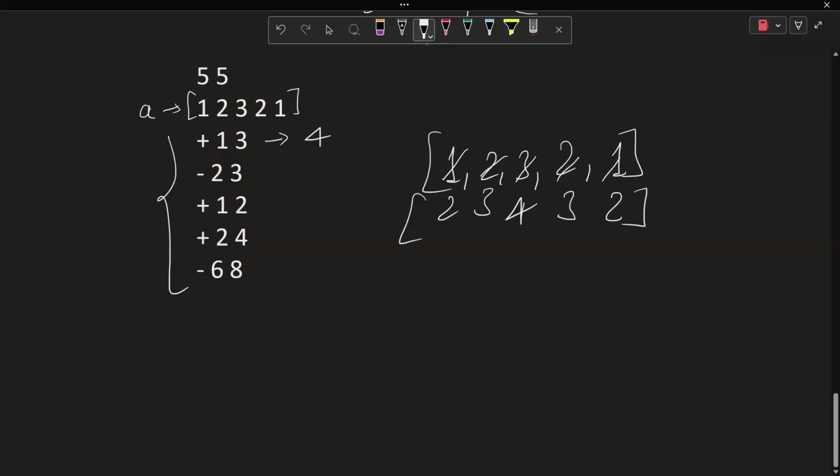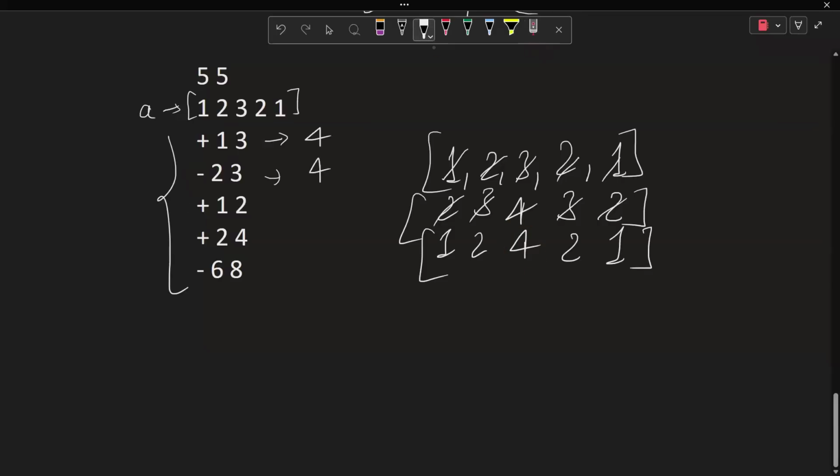Now your second operation says minus 2, 3. All the values in the range from 2 to 3 would be decremented by 1. So this got decremented, this got decremented. Now 4 is not in the range, so it won't be decremented and it would remain 4. 3 got decremented and 2 got decremented. This is your array after the second operation and the maximum value is 4 here, so you would answer 4.